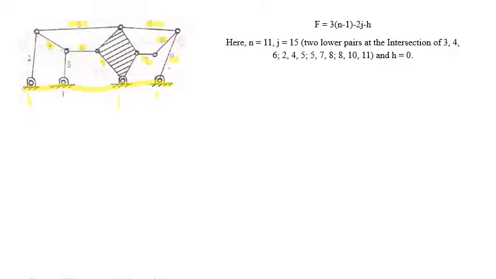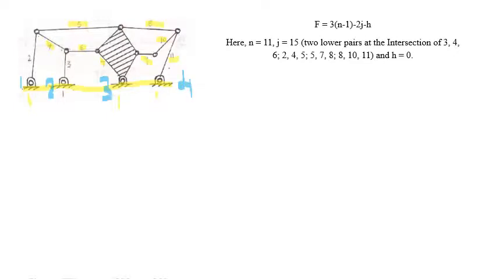Link number 1 and 2 makes the first joint, and here only 2 links are connecting. Link number 1 and 3 makes the second joint. Link number 1 and 7, here also 2 links are connecting, therefore this is joint number 3. So 1 and 11, here also only 2 links are connecting, therefore count only one joint.